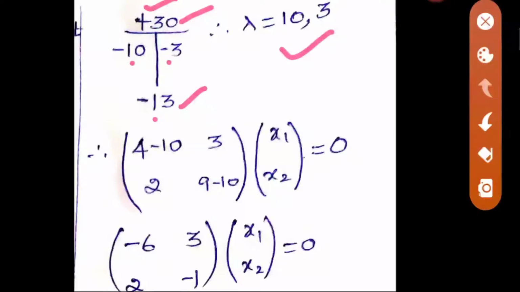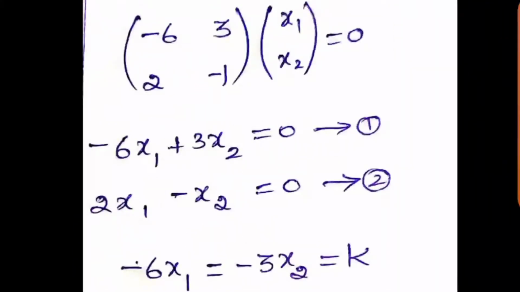In the matrix we saw that it is 4 minus lambda, 3, 2, and 9 minus lambda. First we are taking the 10 value alone. So here 4 minus 10 and 9 minus 10. Now you will get minus 6, 3, 2, and minus 1 into the matrix x1, x2. On multiplication you will get minus 6 into x1 plus 3 into x2, that will give you 0. The next equation is 2 into x1 minus 1 into x2. So here you will get two equations.